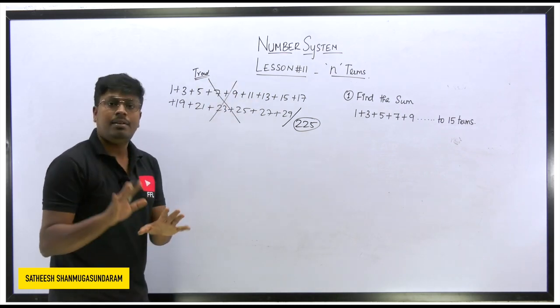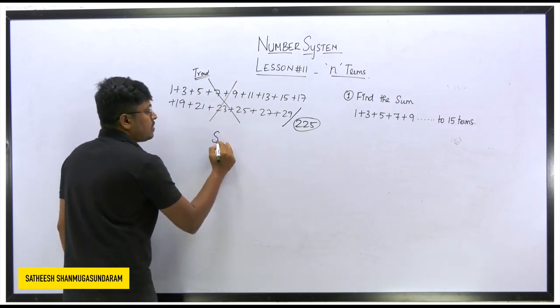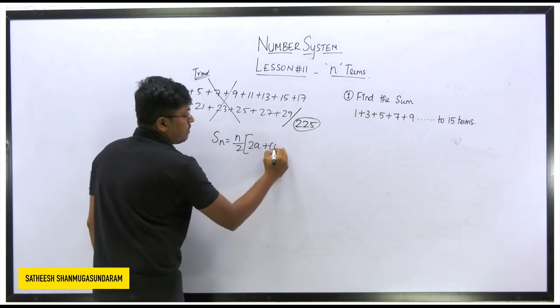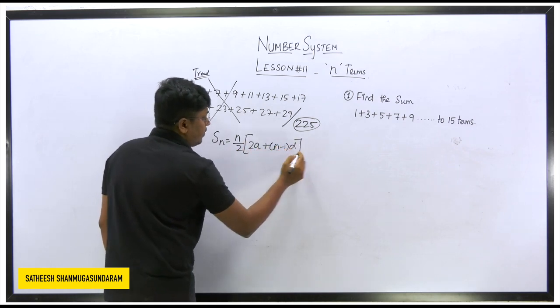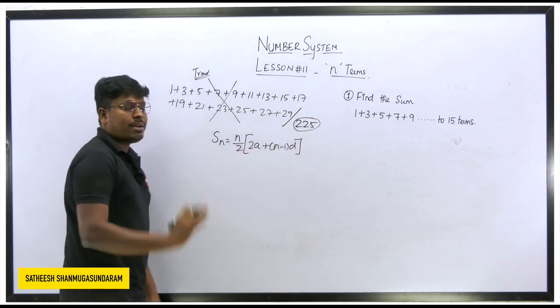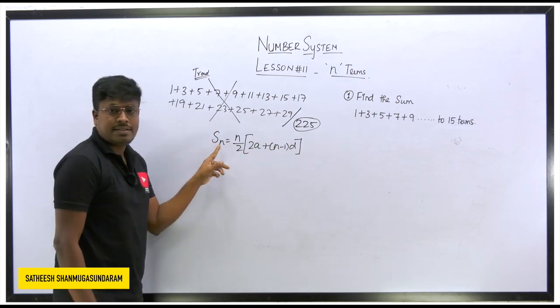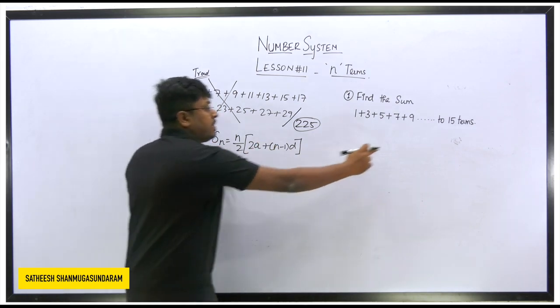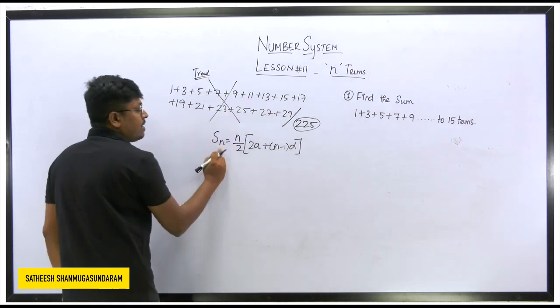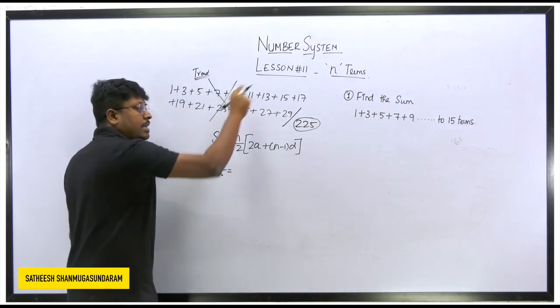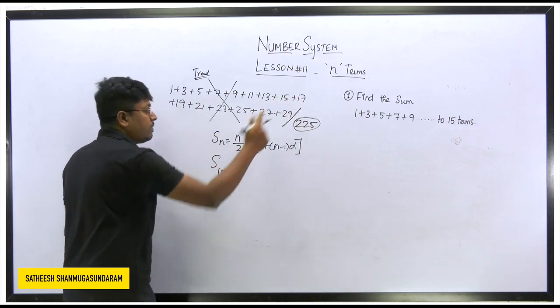Use the formula method. The formula is also very easy. S of n is equal to n by 2 into (2a plus (n minus 1) into d). If you write the formula 2 or 3 times, you will automatically memorize it. Remember, S of n is the sum of the series till n terms. N terms means 15 terms, so the value of n will be 15. S of 15. The value of n is the last term, that is the 15th term.